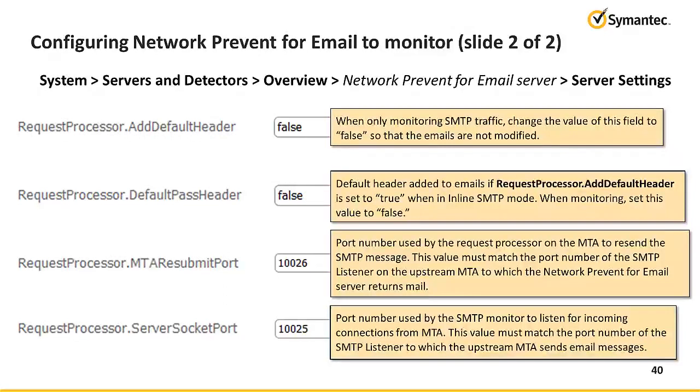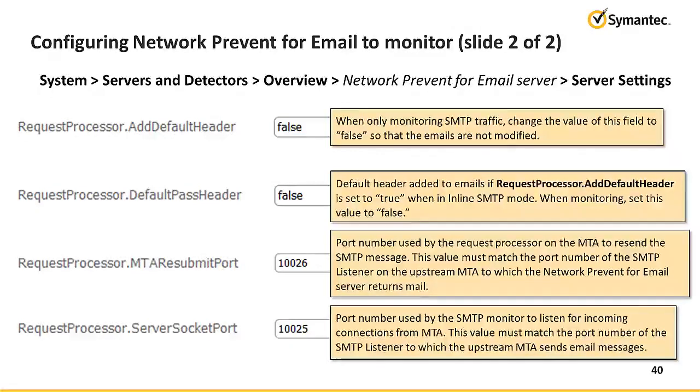Third, request_processor.mta_resubmit_port. Ensure that this value matches the number of the SMTP listener port on the upstream MTA to which the Network Prevent for Email server returns mail. The default port is 10026.